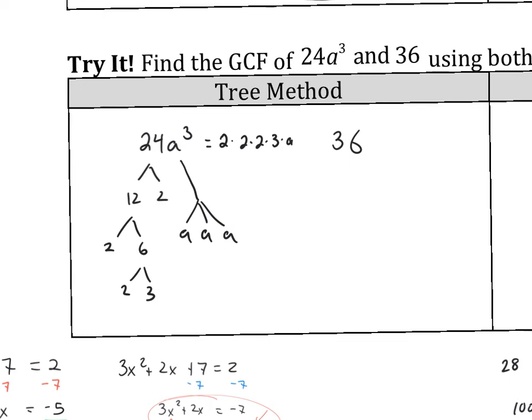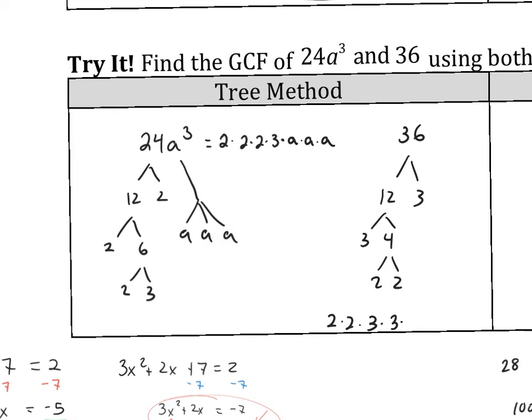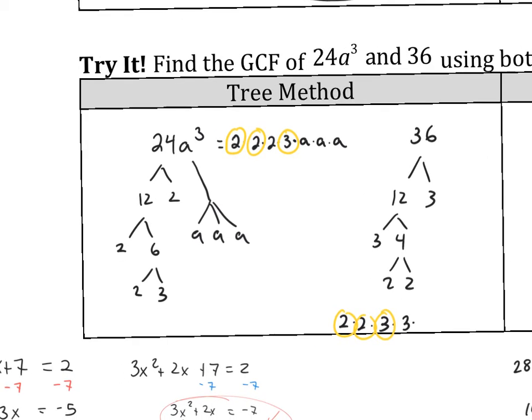I didn't leave myself enough room there, so let me fix that. Now the 36 breaks up into 12 and 3, 3 and 4, 2 and 2. So the prime factorization here is 2 times 2 times 3 times 3. And that's it. Okay, so now we start looking through what's common. I have a 2 here, and another 2 there. And let's see, we have a 3 here and a 3 here. So the GCF is 2 times 2 times 3.